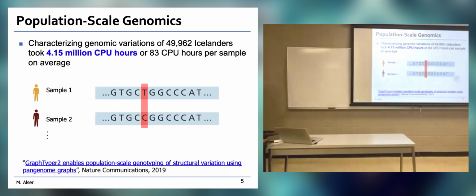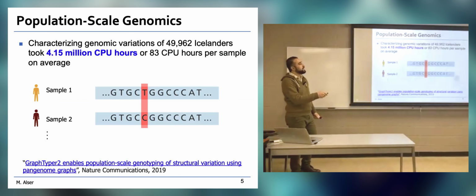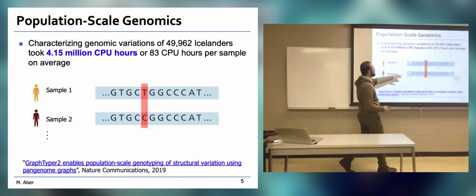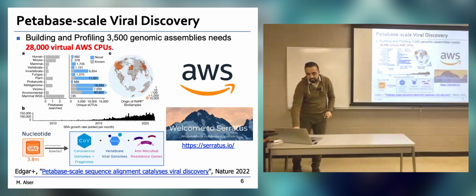However, if you would like to study the entire population, for example, in this study, they were aiming to study about 50,000 Icelander genomes, then they need about 4 million CPU hours. That's a huge workload to be handled. That's just to compare the genomes together and see what's happening with the 50,000 Icelanders.